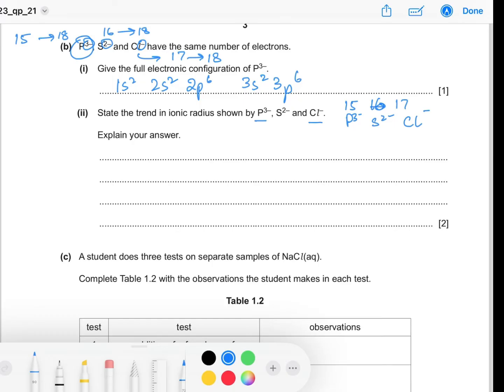This increase in the number of protons in the nucleus, or the increase in nuclear charge, increases the nuclear attraction for outermost electrons in the outer shell. As the number of shells again remains the same across a period, the shielding effect also remains fairly constant, which is why the ionic radius decreases from phosphide ion to chloride ions.